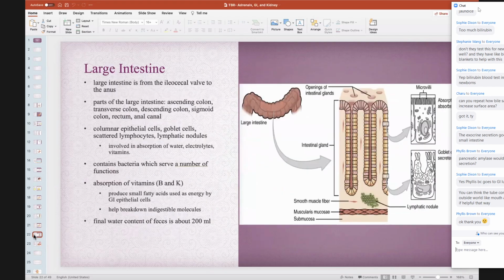So the large intestines. Fun slide. Okay, so large intestines. Once we pass the ileocecal valve of the small intestine, past the ileum, we are now in the large intestine. So there are different segments of the large intestine.